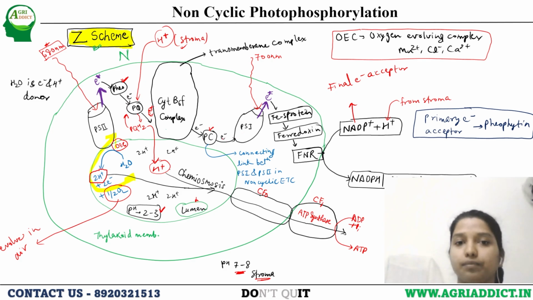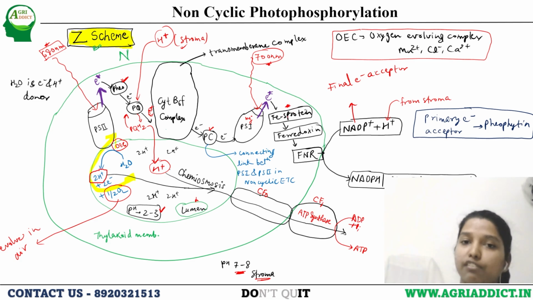Now what will happen? This electron is coming to PS1 and 700 nanometer light is falling on PS1. Okay. Now what happened? Here also magnesium is there. This magnesium will release its outer shell electron. So this electron will get excited and will be accepted by the iron sulfur protein.